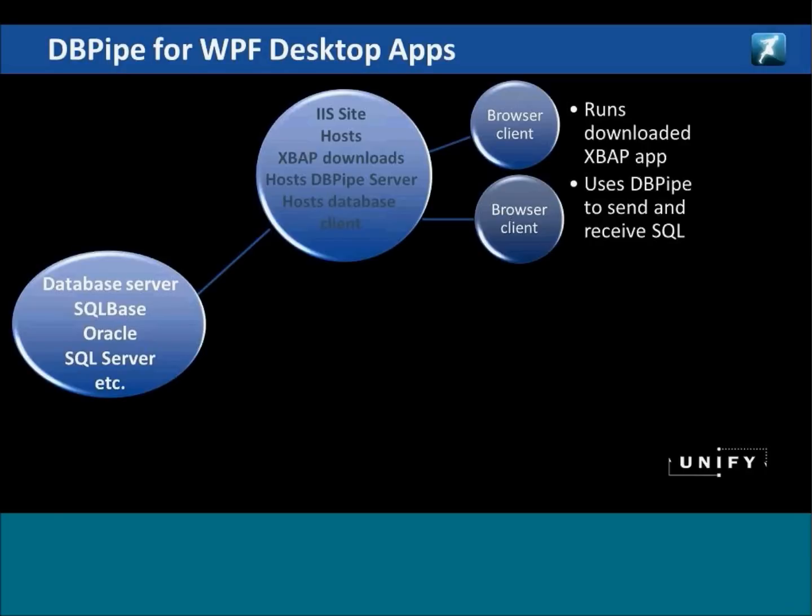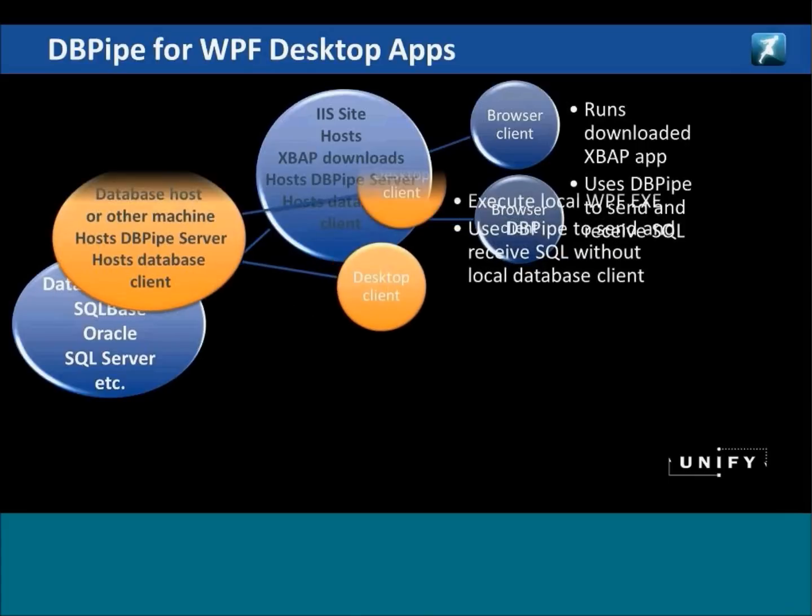DBPipe. DBPipe is this technology that we used to have with 6.0 for browser clients, so WPF browser applications. Browser applications could access a central database via this new DBPipe technology. And for that, the browser client would need a database client. It would talk via our DBPipe to the central IIS side, and from there, all database access would be done and the return sent to the client.